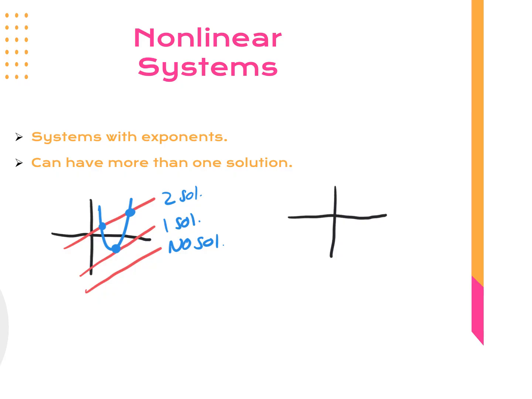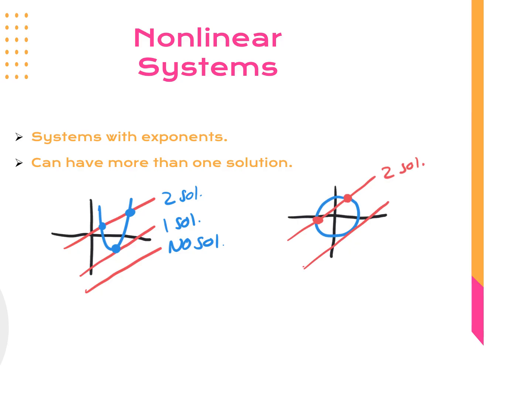nonlinear equation that we've seen before are circles, right? So maybe I have a circle somewhere right here, but still I have a line, right? And if you guys remember this line that touches 2 points, this is called a secant line, right? So a secant line always touches your circle at 2 points, right? So you could have 2 solutions.